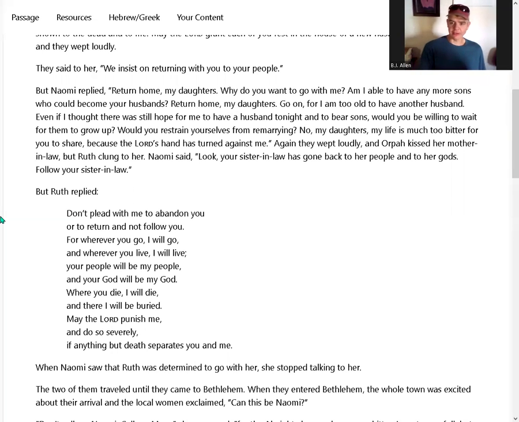Again, they wept loudly, and Orpah kissed her mother-in-law, but Ruth clung to her. Naomi said, "Look, your sister-in-law has gone back to her people and to her gods. Follow your sister-in-law." But Ruth replied, "Don't plead with me to abandon you or return and not follow you. For wherever you go, I will go, and wherever you live, I will live. Your people will be my people, and your God will be my God. Where you die, I will die, and there I will be buried. May the Lord punish me and do so severely if anything but death separates you and me."